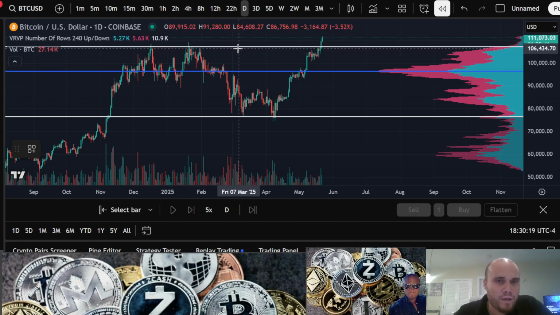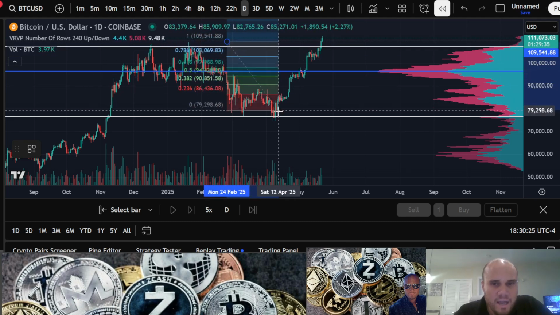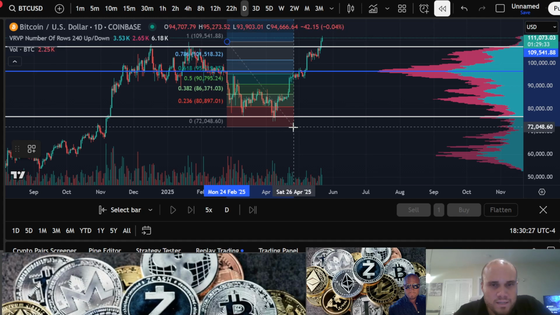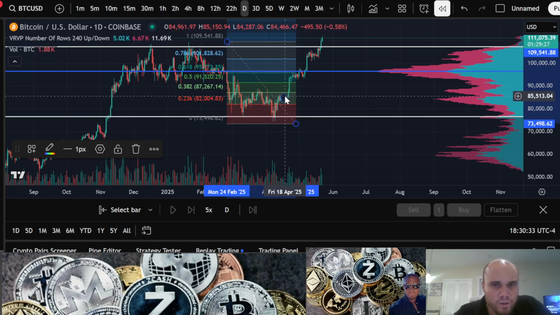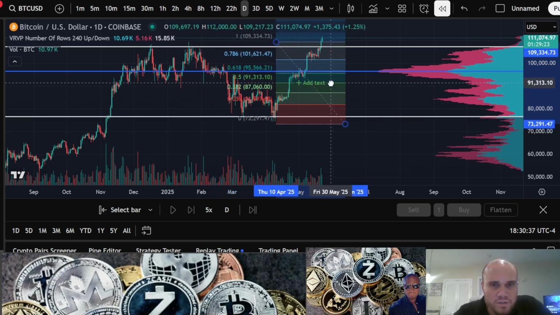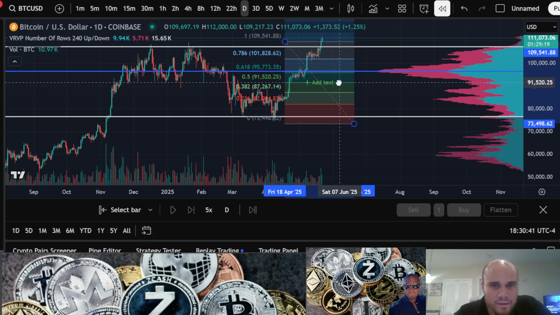And I'm just going to show you guys here how the value area high and the value area low were playing into what the Fibonacci traders were looking for when Bitcoin got up to like $109,000 and it came down to 74,000, I believe 74,400 was the lowest point that it got to back in April. Let me just move these numbers here so you can kind of see them better here, okay?